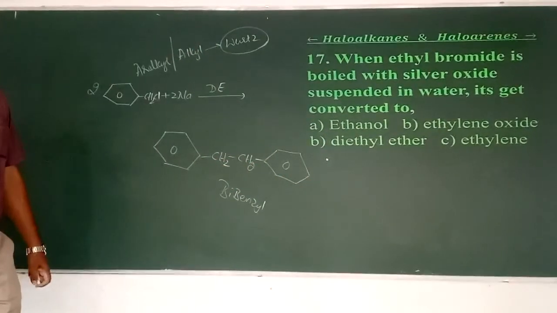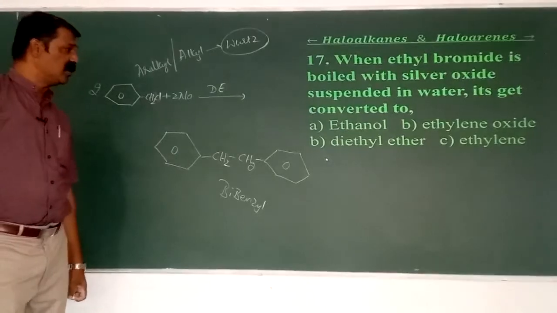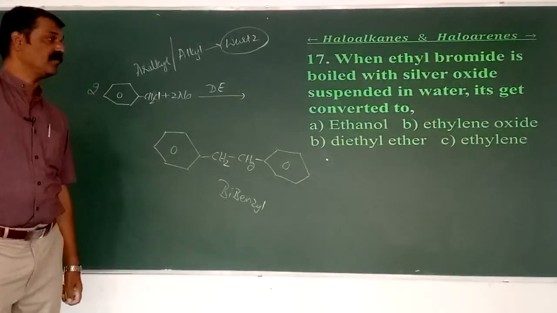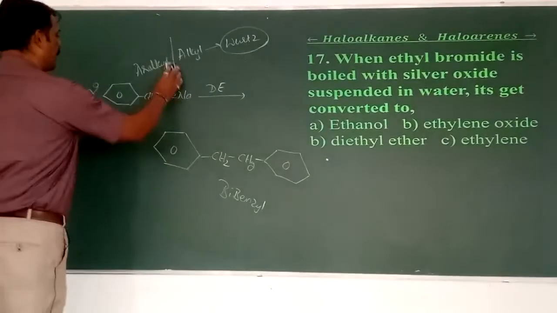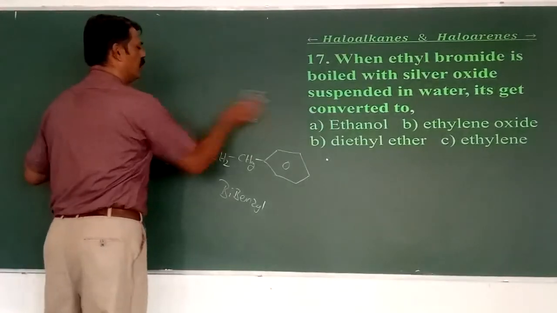When ethyl bromide is boiled with silver oxide suspended in water, it gets converted into what? Whether it is ethanol, ethylene oxide, diethyl ether, or ethylene.